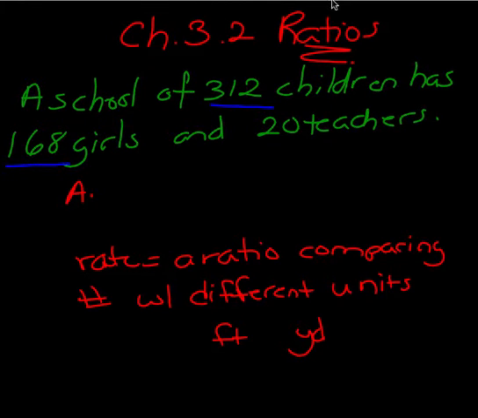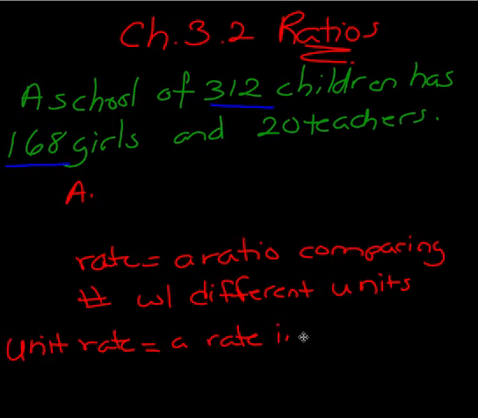Alrighty. Now, a unit rate is simply a rate in which the denominator, and I'm going to abbreviate denominator, is 1, okay? So remember, a rate is a ratio comparing numbers with different units.